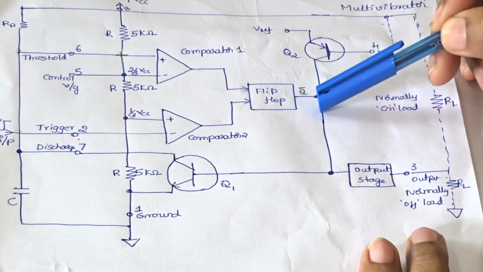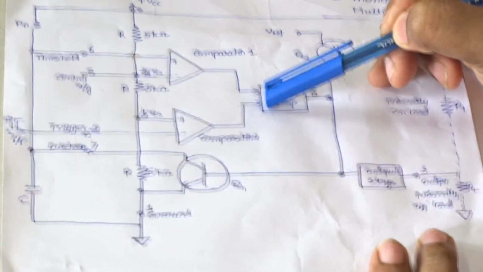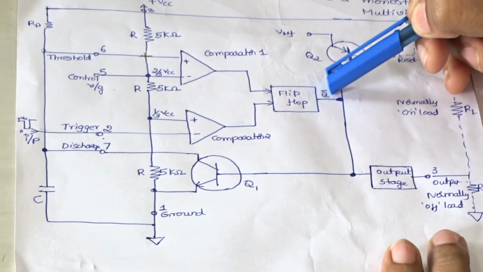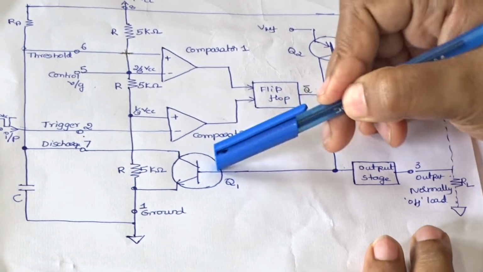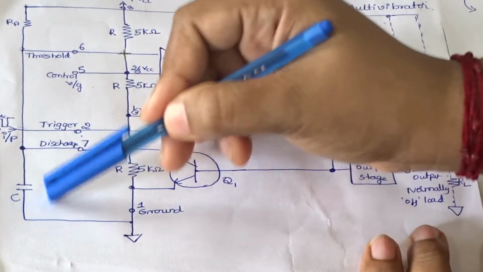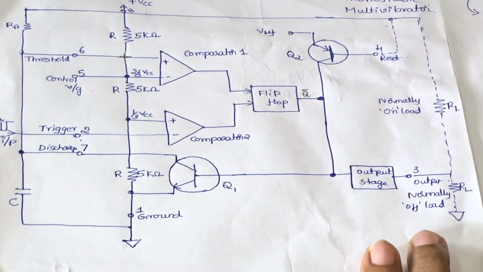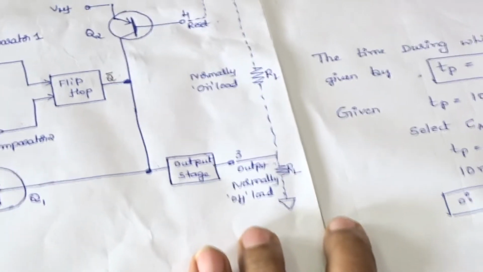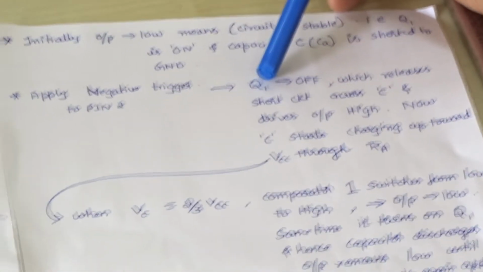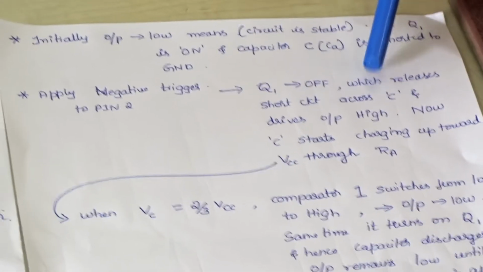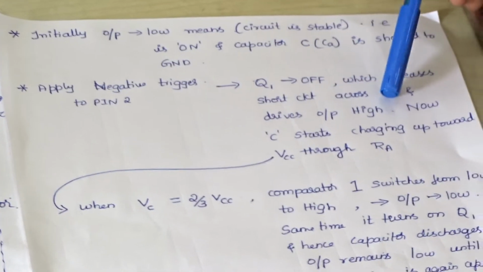That indicates Q is 1, where this will be S and this will be R. If S is 1, Q will be 1 and Q bar will be 0. If Q bar is 0, your Q1 transistor will be off. If this is off, what is going to happen? The capacitor starts charging. So that is what happens here. When you apply the negative trigger, your Q1 transistor will be off, which releases the short circuit across C and drives the output high.